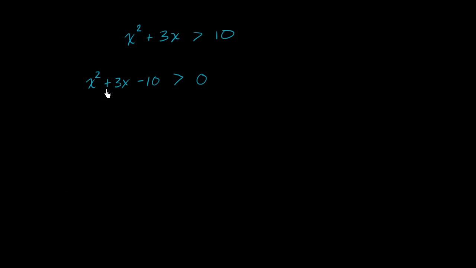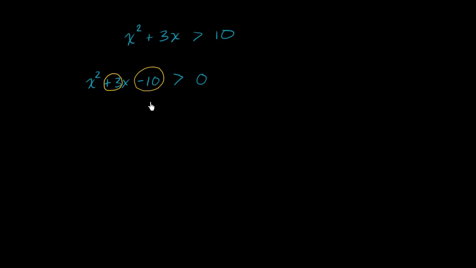Now this gets us into a form that we're more used to seeing quadratic expressions in. And our temptation, if this was an equal sign right over here, we'd want to factor this thing. So let's just try to factor it here too and see what happens. So if we're going to factor it, we're going to think of two numbers whose product is negative 10 and whose sum is positive 3. And we've had a lot of practice doing this.